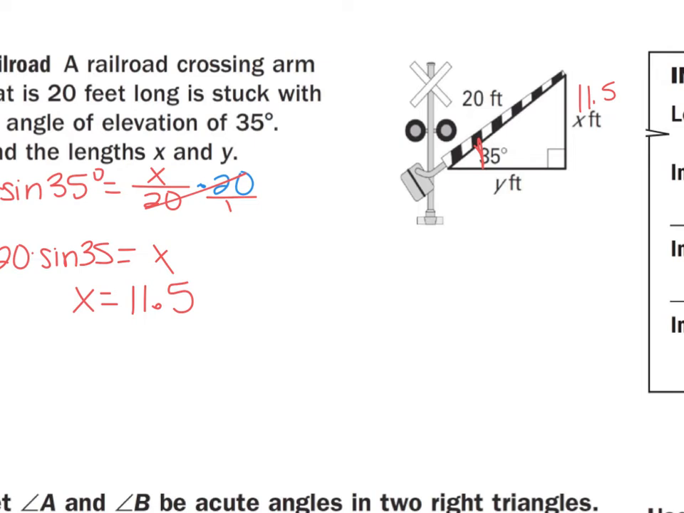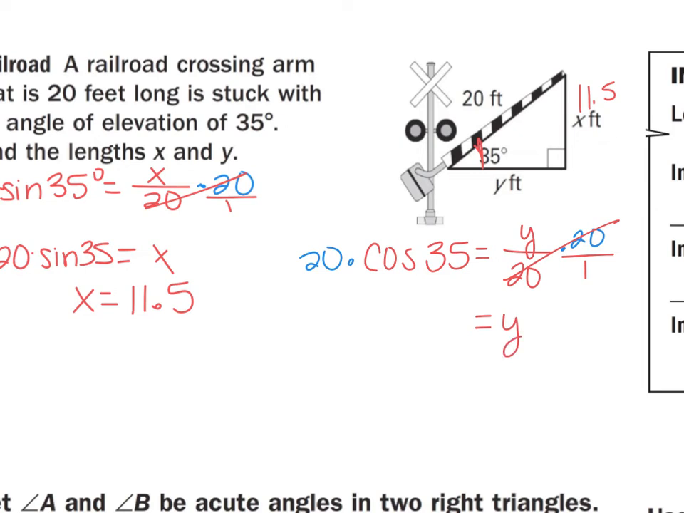So in this case, I'm gonna go ahead and use cosine. So we're gonna have the cosine of 35 is going to equal the adjacent side, which is y, over 20. All right, let's get the y by itself. So I'm gonna multiply by 20 to both sides. So that's 20 over 1. Those cancel. And you have y over there. And over here you have 20 times the cosine of 35.